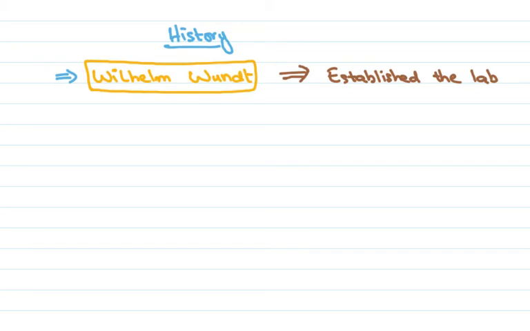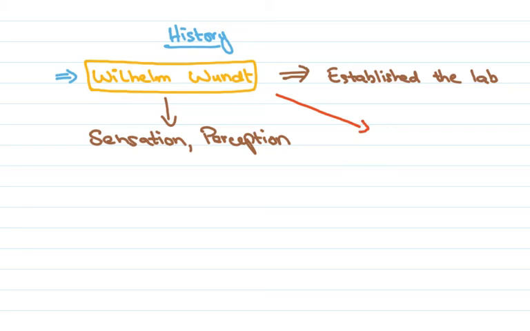The experiments that Wilhelm Wundt conducted in his lab were essentially cognitive psychology experiments, because he was looking at sensation and perception. All of these topics are what we study within cognitive psychology today. But his approach was very different from what we have today. Wilhelm Wundt was using a method that he called introspection.